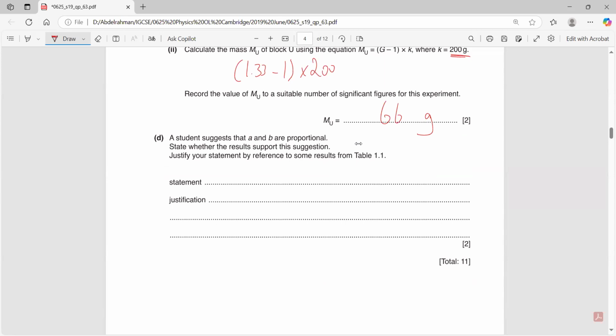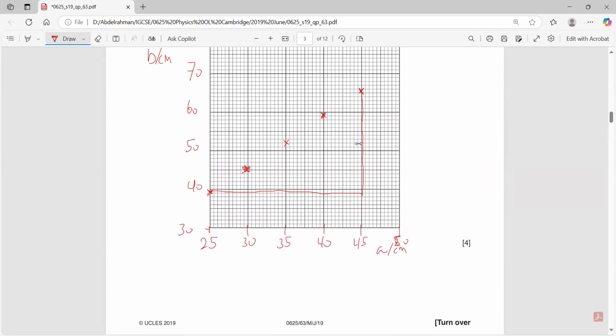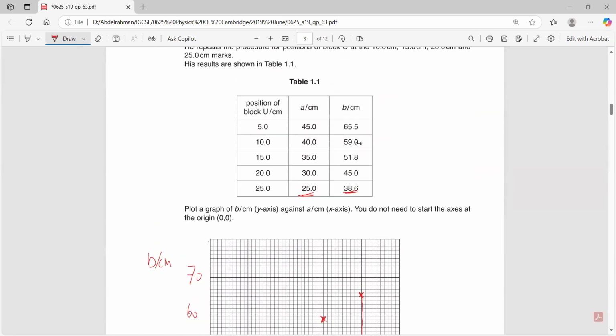A student suggests that A and B are proportional. State whether the results suggest this. Are they proportional or not? Let's check out the numbers. How can I determine whether two numbers are proportional or not? By dividing two numbers. B is 65.5 and A is 45. What is 65.5 divided by 45? Using the calculator, this is 1.45.